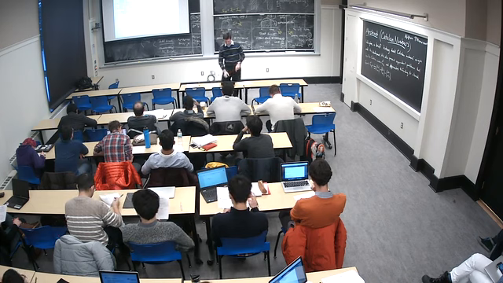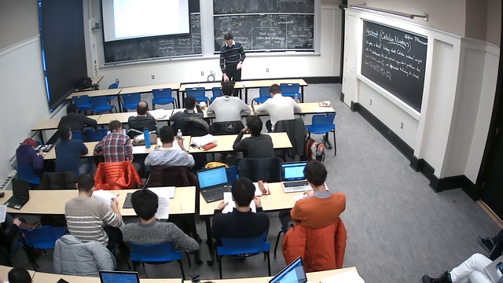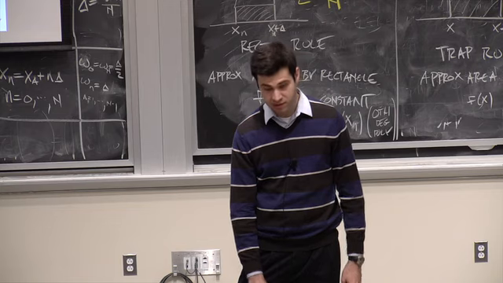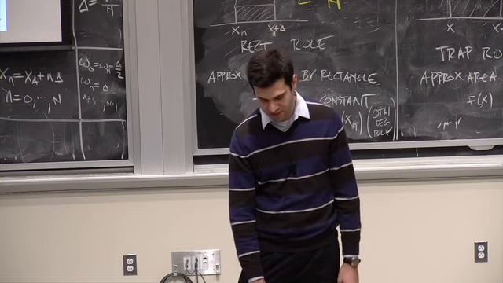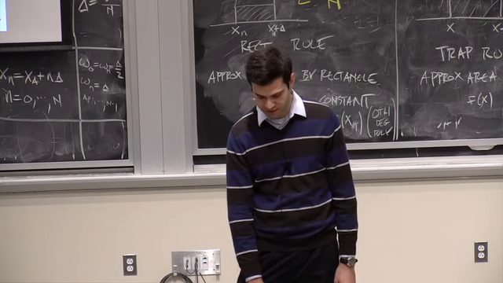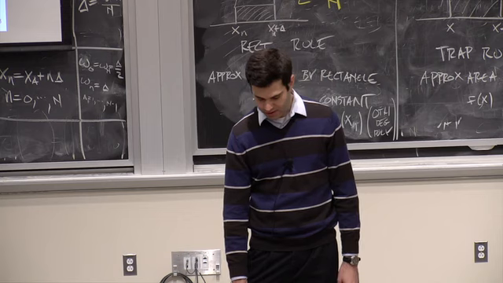That's the highest variance. Okay, so the tolerance is typically specified in absolute terms when you're estimating proportions, because the proportion is in itself a percent. So you use absolute tolerance, and you just substitute essentially this variance. You put in the variance of the Bernoulli distribution, which is p times 1 minus p. And that's how you get the sampling equation, the sample size requirement equation.